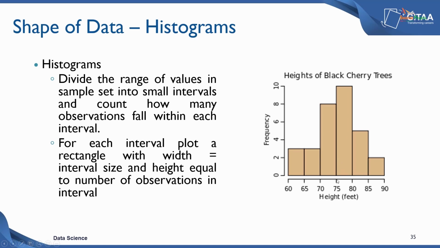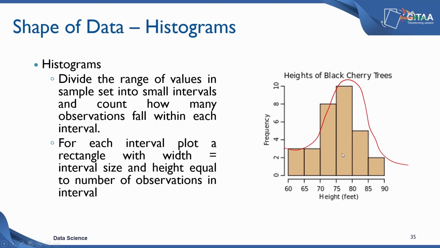So between 75 and 80 feet we have 10 data points. Ten of those trees had heights between 75 and 80 feet, and only 3 had heights between 60 and 65. So this straight away gives you a kind of graph, and much of the software you will work with also has inbuilt capability to superimpose the kind of curve that best describes the shape of this data. You can also use unequal intervals.